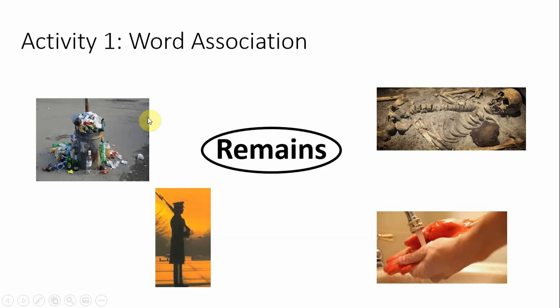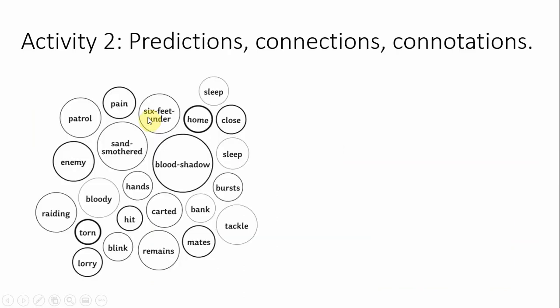And this should start us thinking already about what this poem might be about. Is it related to death, to abandonment, to loss, or to being stuck, perhaps? Now let's take that a bit deeper with activity 2, which is all about looking at the language of the poem itself and making some predictions, some connections, and some connotations, that magic word again.